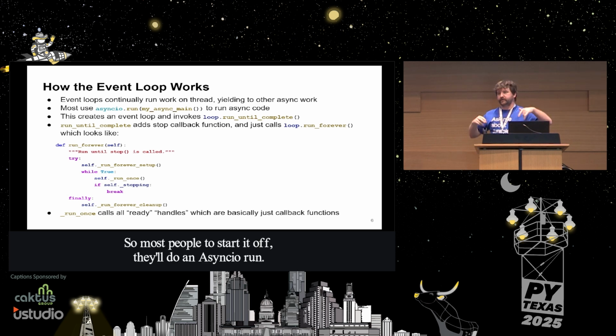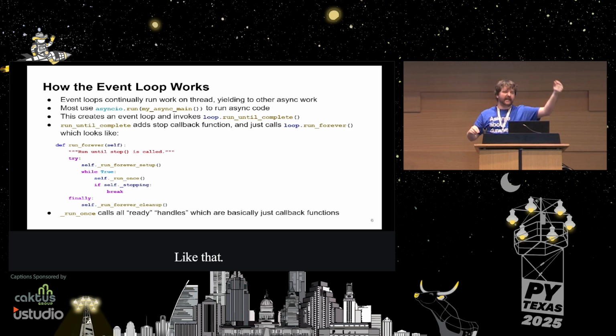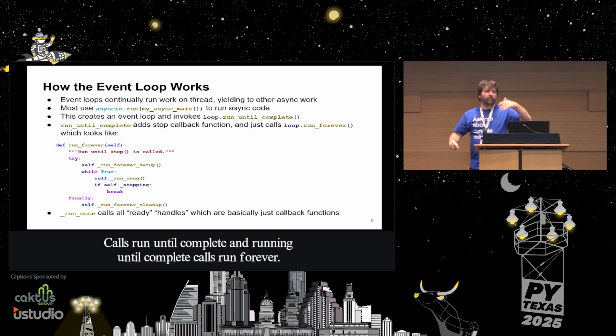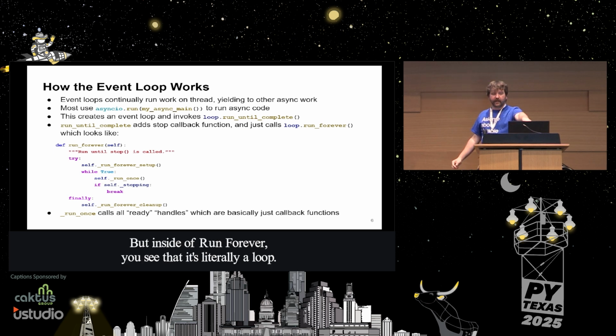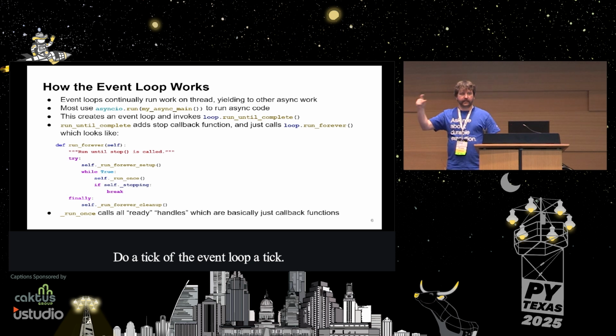Most people, to start it off, will do an asyncio.run, and that has a couple of calls before it gets into the meat. That calls run_until_complete, and run_until_complete calls run_forever. But inside of run_forever, you see that it's literally a loop. That's why they call it an event loop. Surprise. It's literally a while True, do a tick of the event loop.